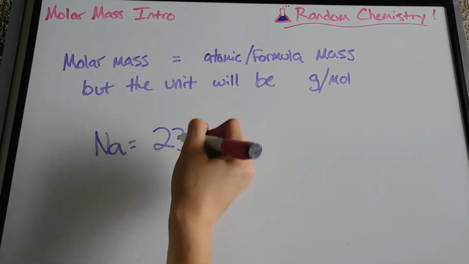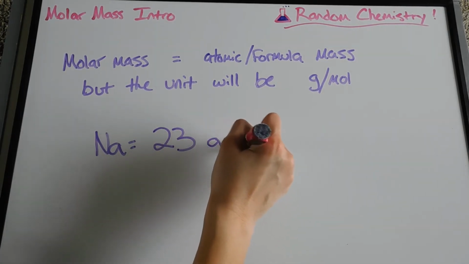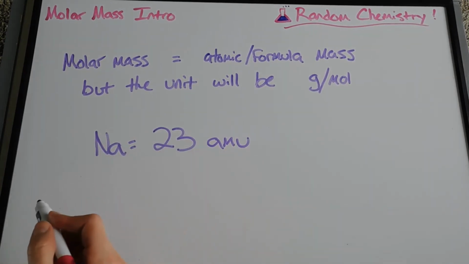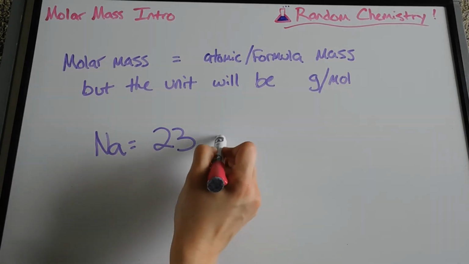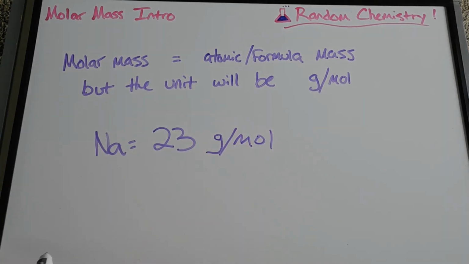So if I wanted the atomic mass, it would be 23 AMU, because that's the unit for atomic mass units. But because I want it to be the molar mass, the unit changes to grams per mole. So the molar mass of sodium is 23.